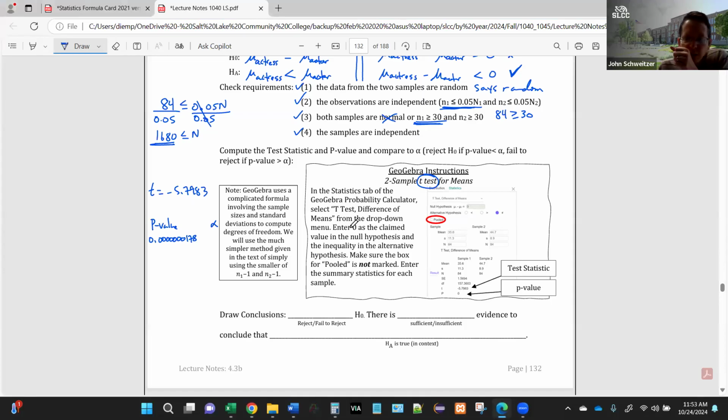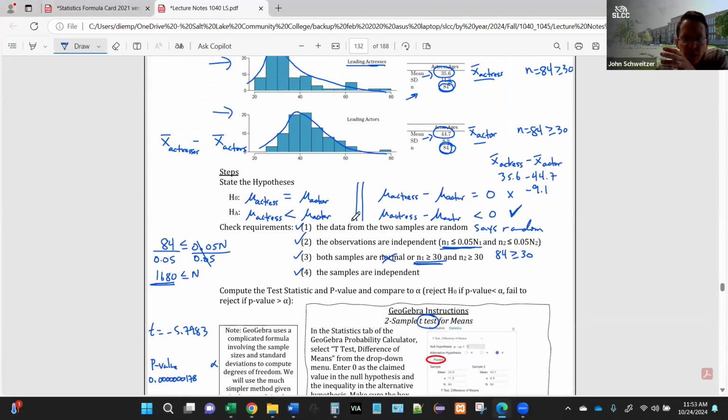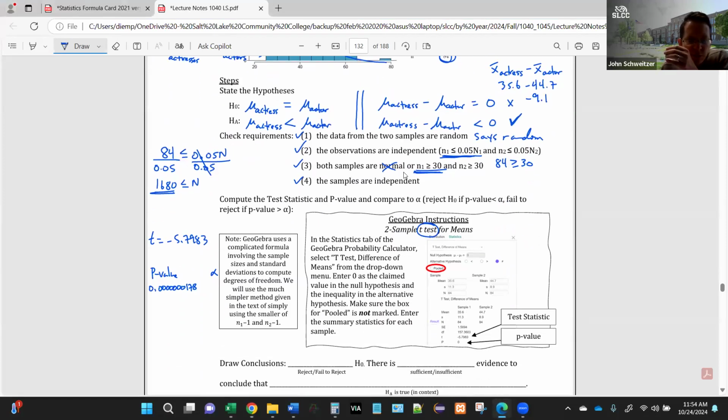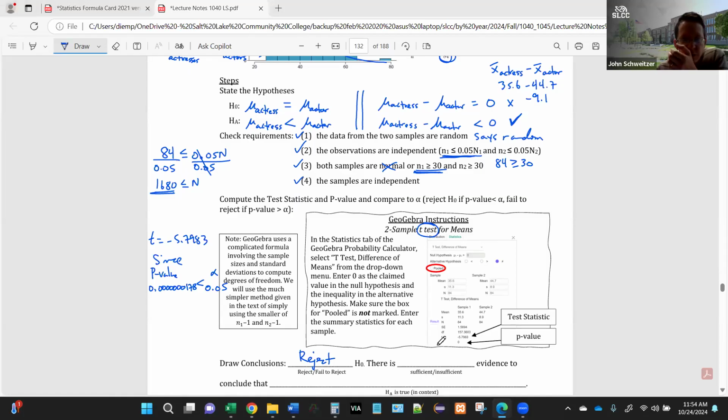Okay, so what is alpha? Well, it kind of depends on what industry you work in. Are you working in business analytics? Are you working for a pharmaceutical company? Anyway, for this one, it's 0.05. So the p-value here is definitely less than alpha. Since the p-value is less than alpha, we reject the null. The null was that there's no difference between the two population averages. So we're pretty sure that there is a difference, and that the mean age for leading actresses is less than the mean age for leading actors.